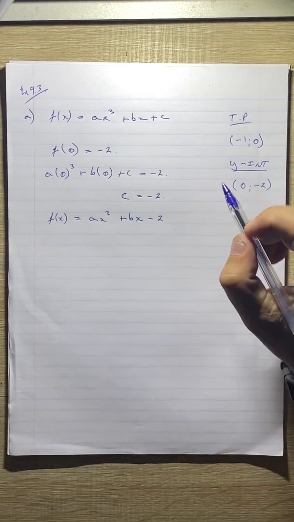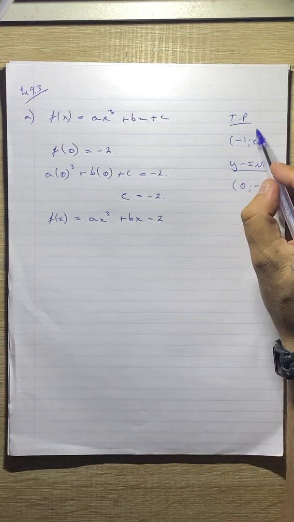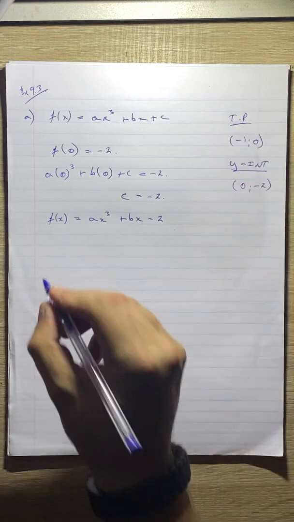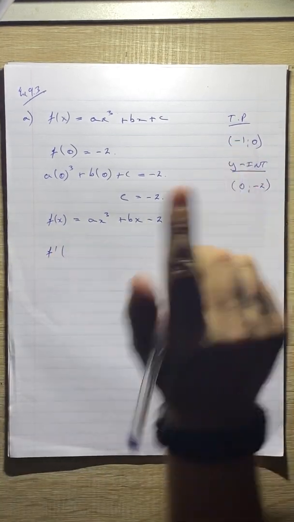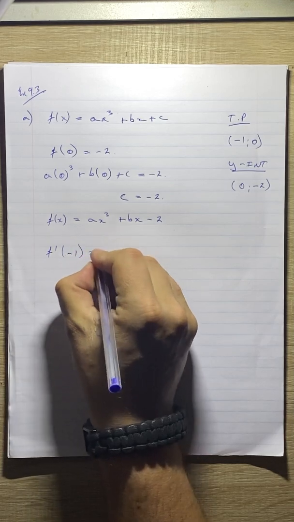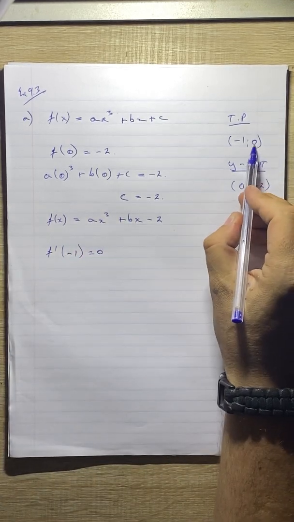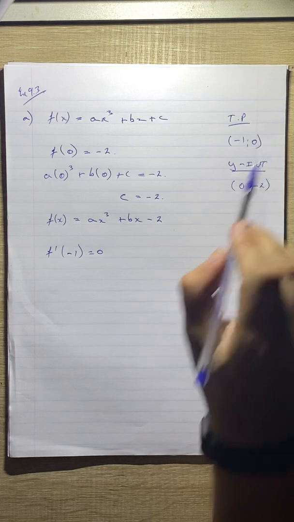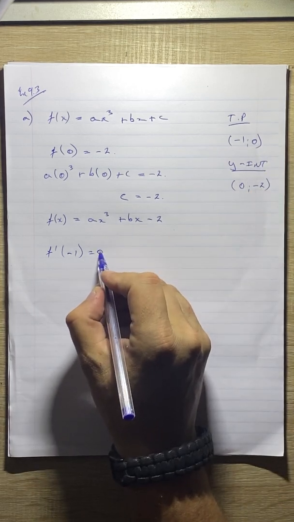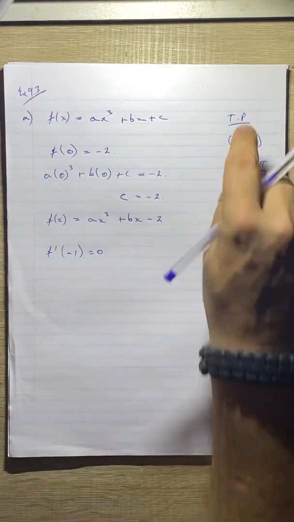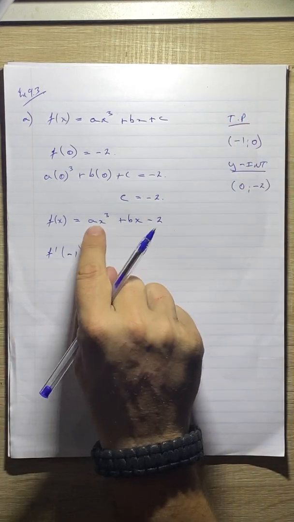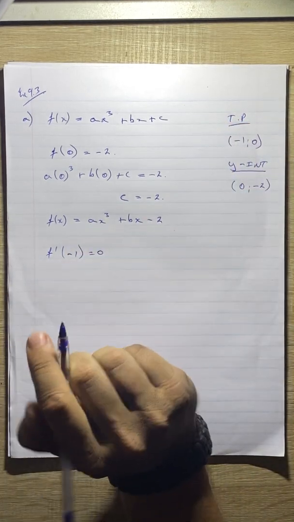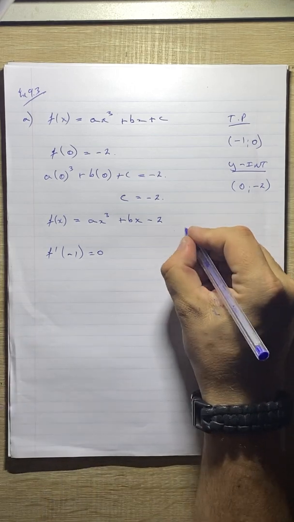Okay. So now I'm going to use this turning point. Now I know that f dashed of minus 1 will be equal to 0. Now again, great class, it's not this 0 that I'm talking about. I'm setting this equal to 0 because the gradient is 0. Why do I know that? Because it is a turning point. So first of all, we're going to find f dashed.